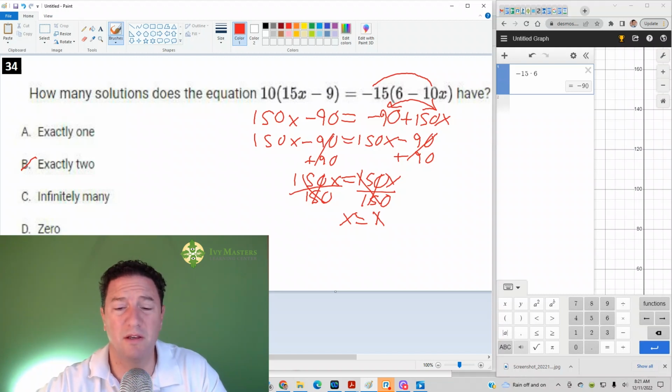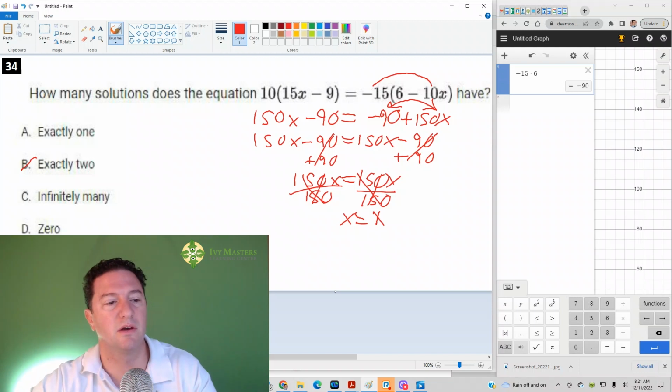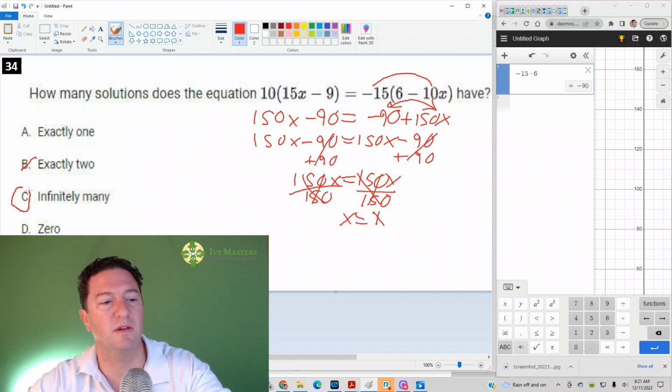Now notice, if you picked a number for x, 1 equals 1. Picked a number for x, negative 432. Negative 432 equals negative 432. So answer choice C is your correct answer, infinitely many solutions.